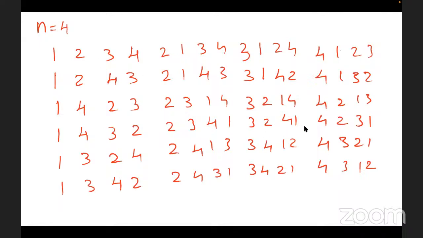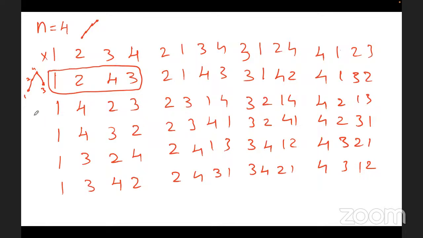In these permutations, what I have to do is find which of them will create a mountain peak sequence. Here, let's take 1, then 2, then 3, then 4. So the first one won't be a mountain peak sequence. Let's take the second one: 1, then 2, then 4, then 3. So it will create a mountain peak sequence, right? So I got the first mountain peak sequence here.